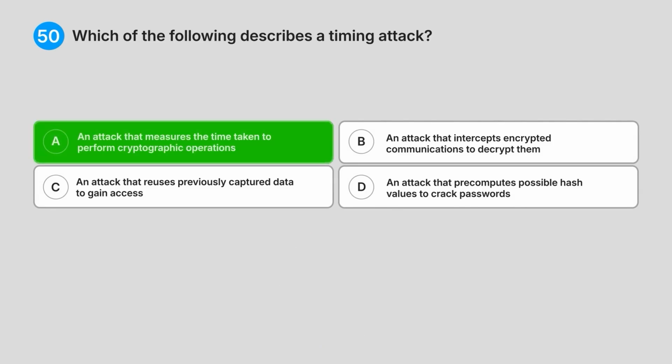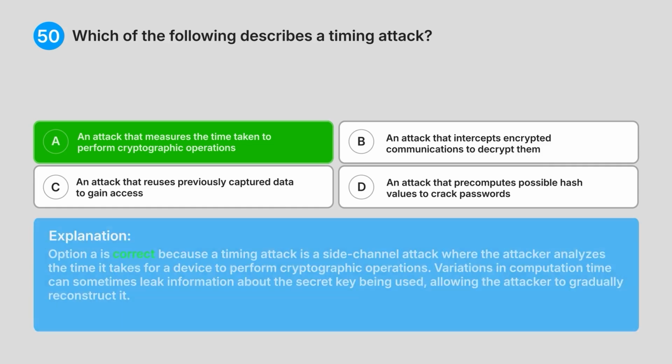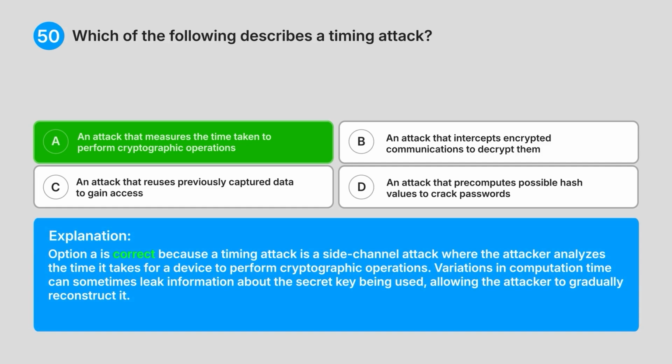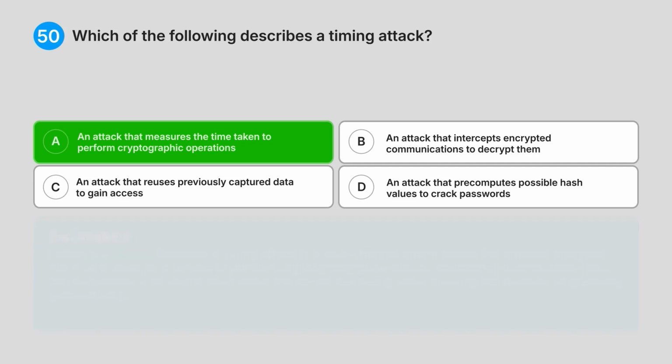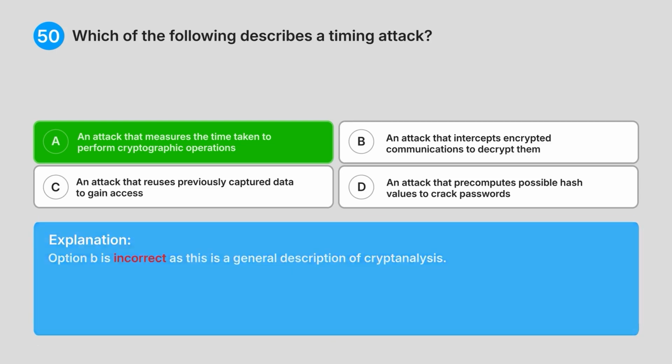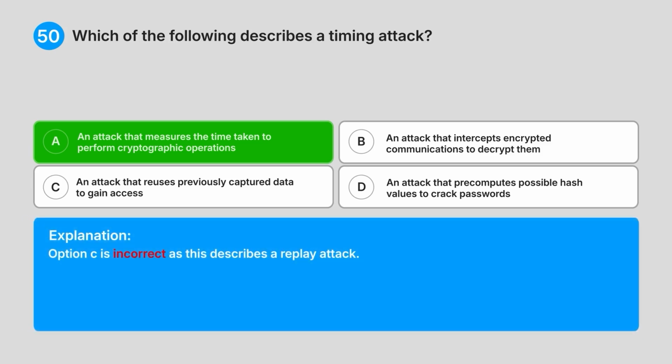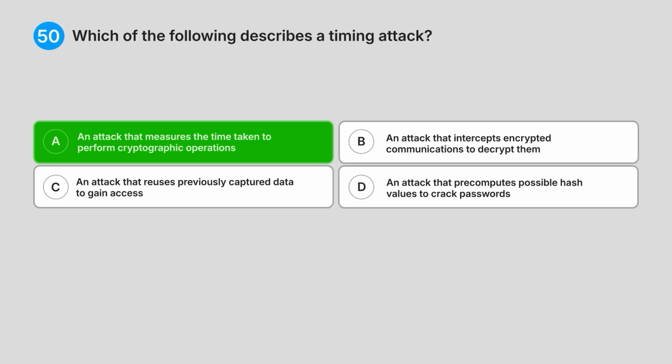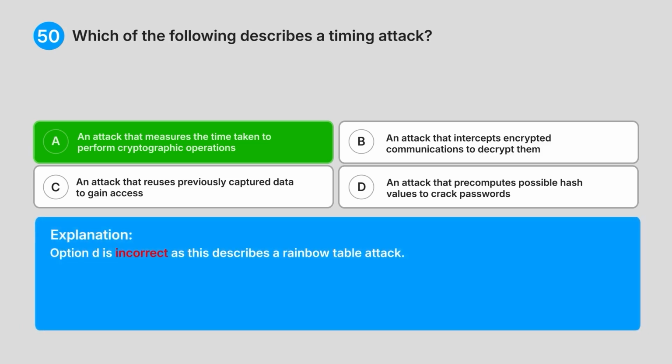Correct answer, A. An attack that measures the time taken to perform cryptographic operations. Explanation. Option A is correct because a timing attack is a side-channel attack where the attacker analyzes the time it takes for a device to perform cryptographic operations. Variations in computation time can sometimes leak information about the secret key being used, allowing the attacker to gradually reconstruct it. Option B is incorrect as this is a general description of cryptanalysis. Option C is incorrect as this describes a replay attack. Option D is incorrect as this describes a rainbow table attack.